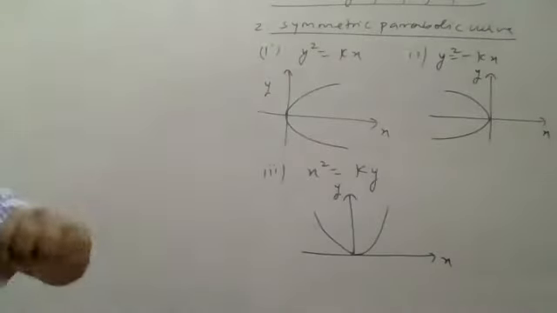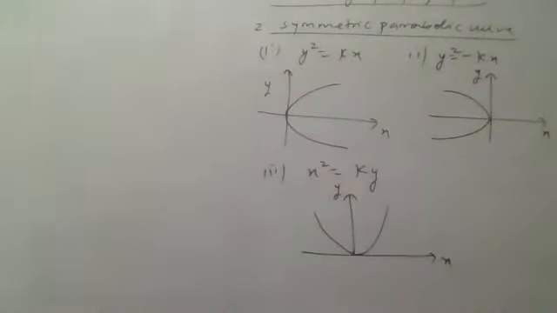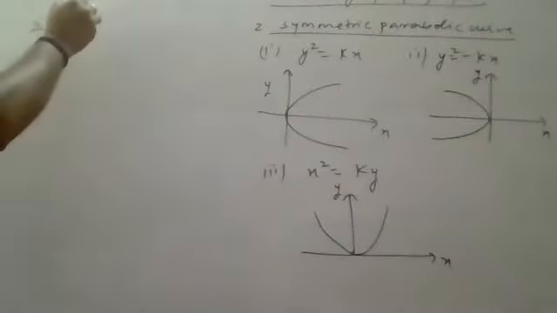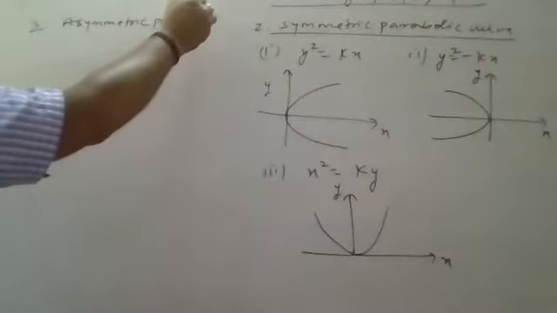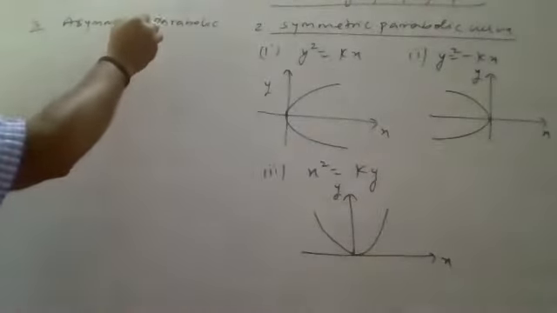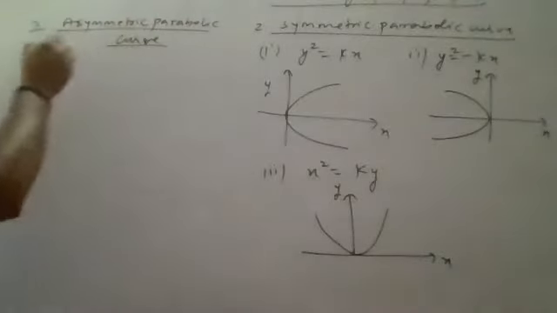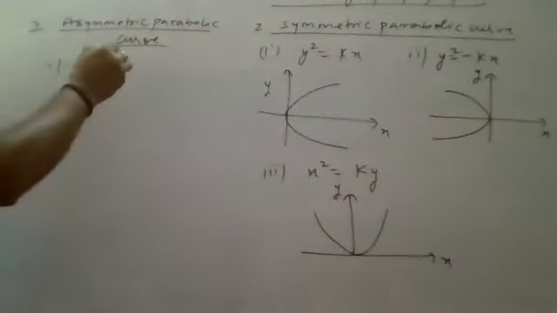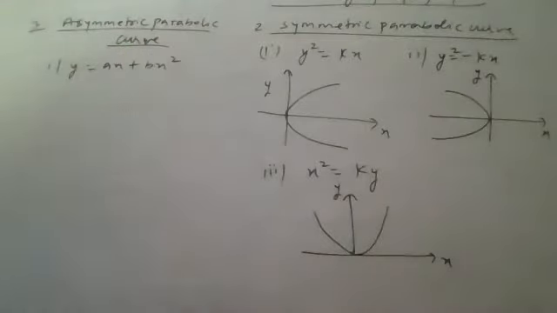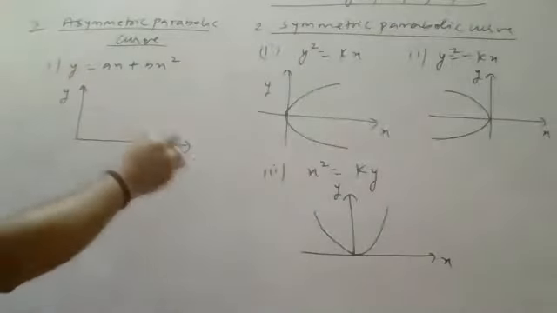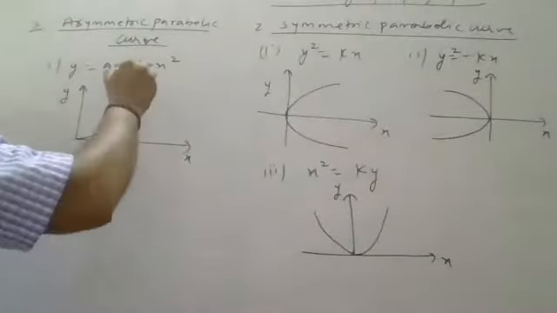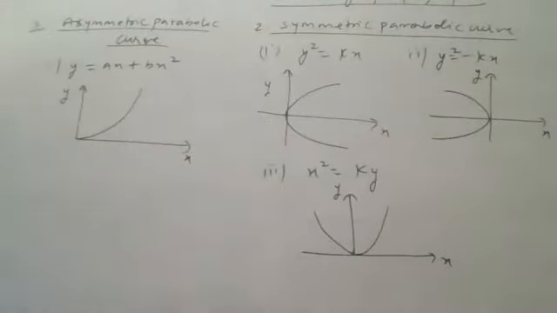Now suppose I am going for the asymmetric parabolic curve. Then I am developing two situations here. First, y equals ax plus bx square. Then how will I develop the graph? My graph will move in this manner. This is y, this is x, and the graph will be shaped in this manner. y equals ax plus bx square.